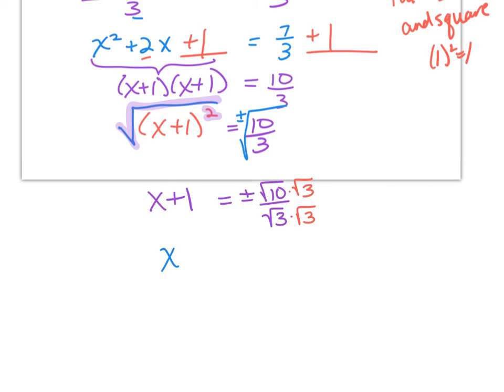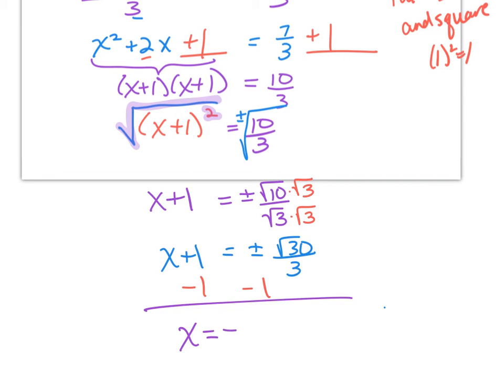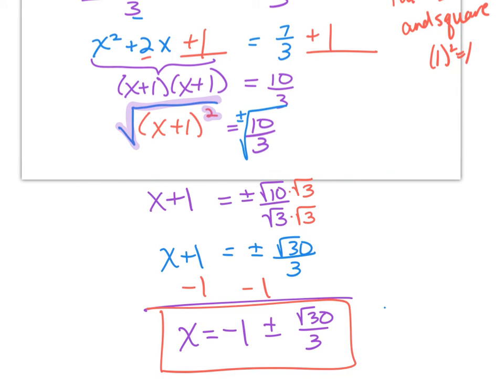Then our next step we can write as x plus 1 is equal to plus or minus the square root of 30 over the square root of 3 times the square root of 3, which is 3. We've rationalized the denominator. Now we want to subtract 1 from both sides so that we can get our answer as x equals negative 1 plus or minus the square root of 30 over 3. So this gives us our two possible answers. As always, we want to check those in the original equation to see if they are correct.